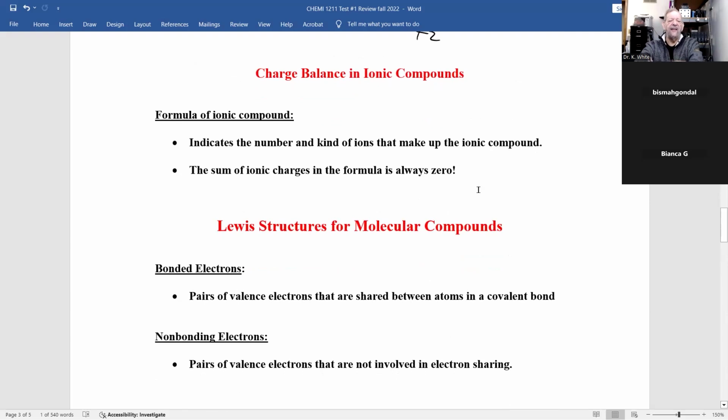All right. Now, when we talk about the formula of an ionic compound, it indicates the number and kind of ions that make up an ionic compound.